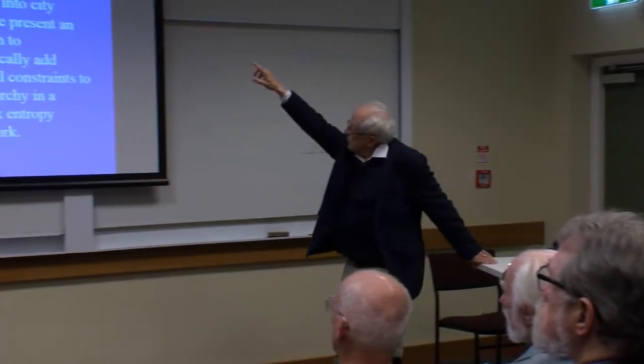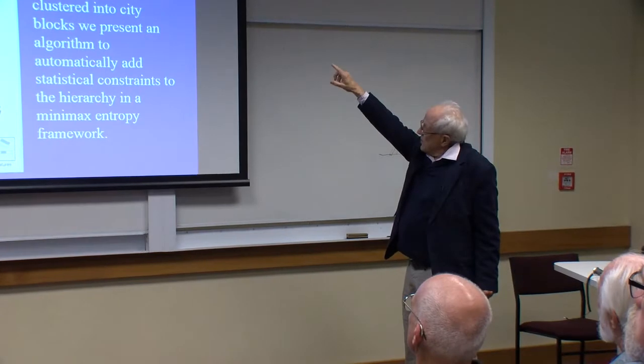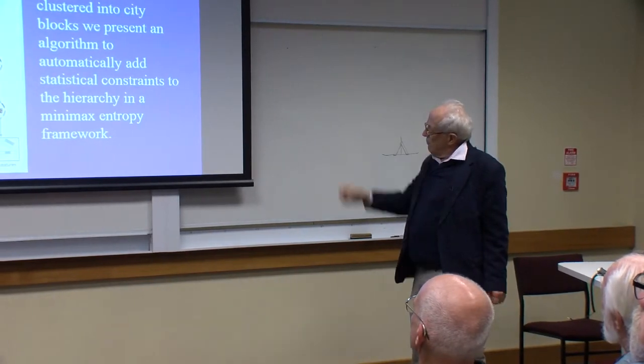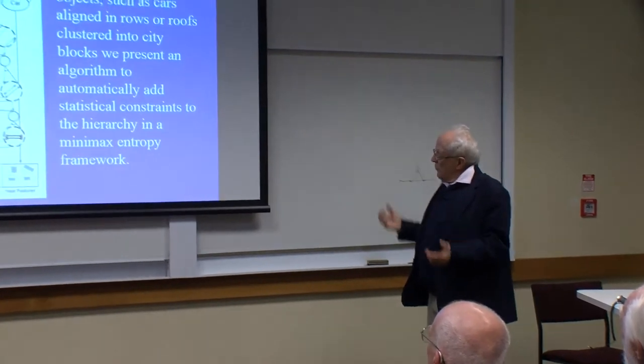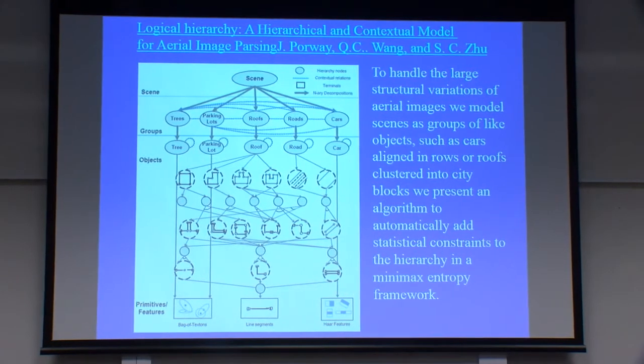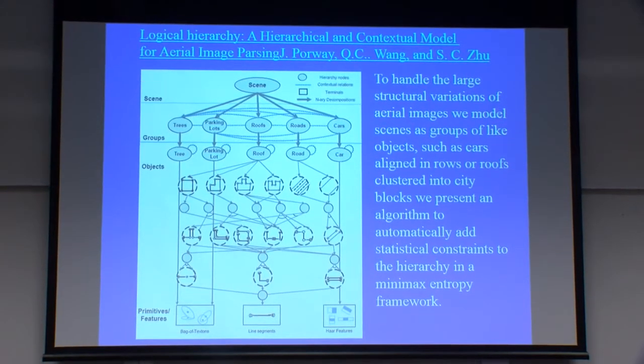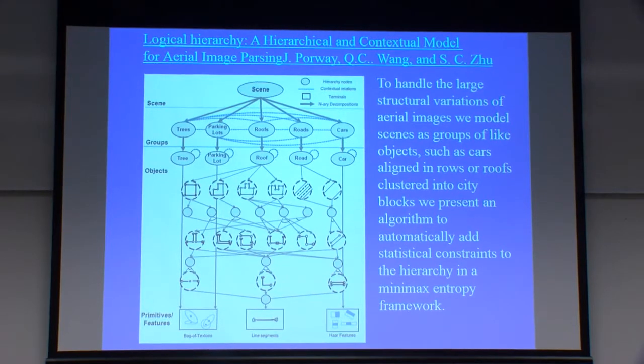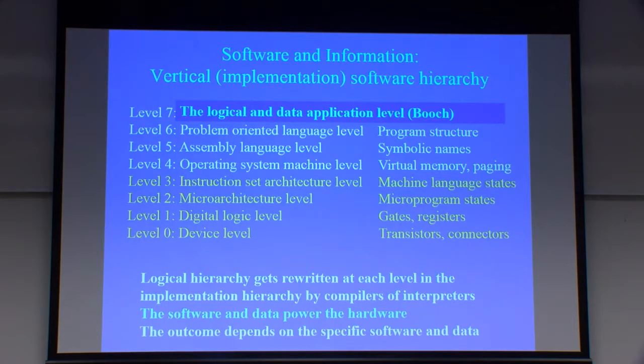To handle the structural variation in aerial images, we model scenes as a group of objects such as cars aligned in rows or roofs clustered in city blocks. And in this paper, they present an algorithm to automatically add statistical constraints to the hierarchy in a minimax entropy framework. So there's a logic there, and that logic is what you write in Fortran at the top level. Then the compiler takes that logic down to the next level, next level, next level, and eventually you've got it in binary code, and then at the device level, it results in the flow of electrons through transistors.